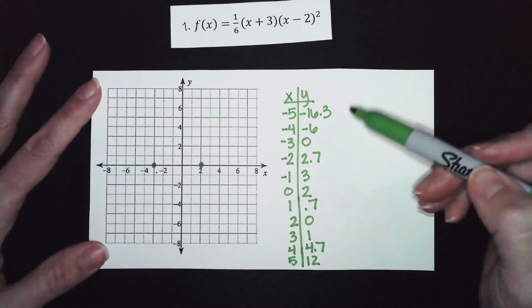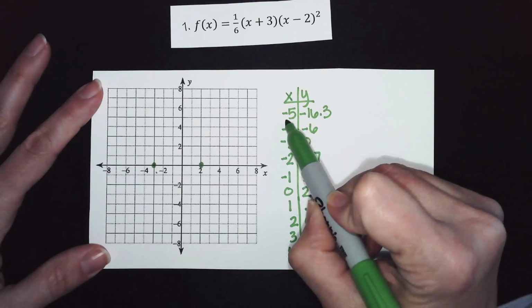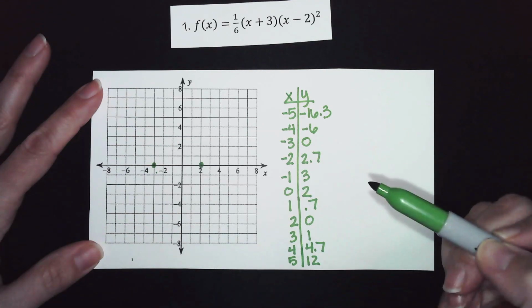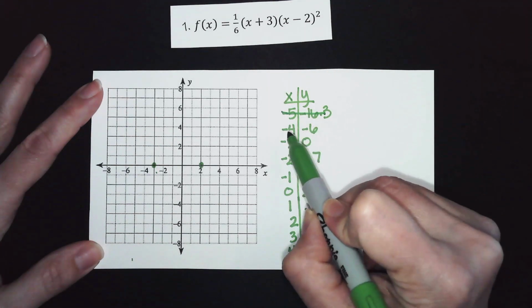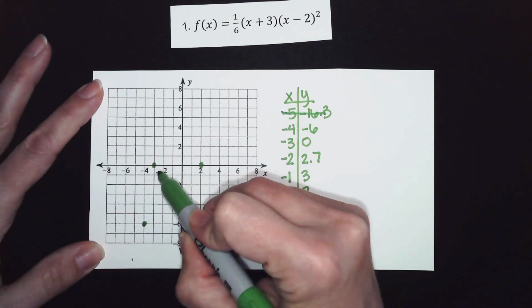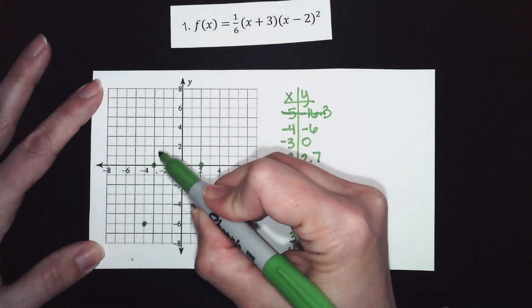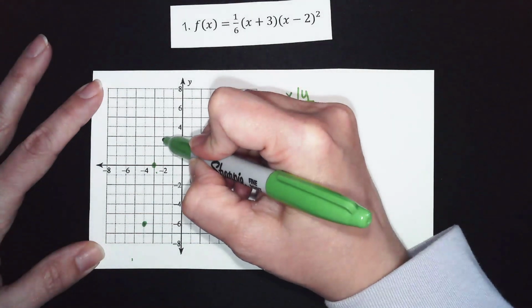So these are not from the parent function. So these all start at 0, 0. -5, -16 just tells me I'm way off the graph down low there. So that's off the graph. Can't even put that point on there. -4, -6. -3, 0 we already have, so we know our graph is coming up and it's going to cross the axis there. -2 and then 2.7 is about right there.